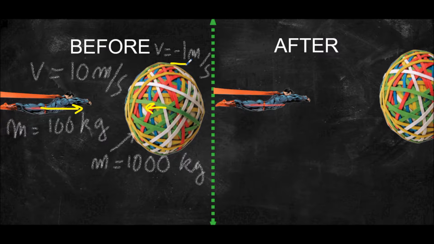Now the question is, what is going to be the speed of the ball after the collision? I'm going to give you one more piece of information, and that is the velocity of Superman. In this case, he's going to recoil after the collision. So he's going to be going at -9.6 meters per second.